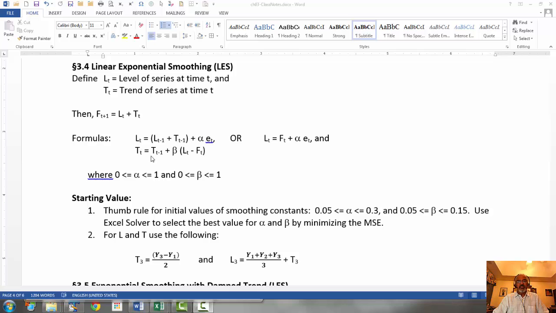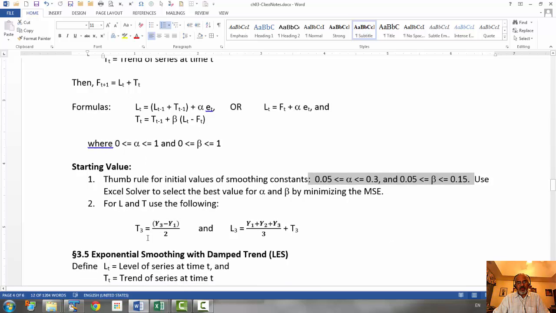T sub t is the previous trend plus, now we are introducing a second smoothing coefficient. Instead of alpha we use beta, and the difference between the L and the F. So what is that difference? That would be the trend smoothing. So once again alpha and beta must be less than or equal to 1. Now we have to come up with initial values, one for alpha and one for beta, and we use this rule of thumb. So any value in this range can be used as the initial trial value. Of course we will use Solver to find the best alpha-beta combination for minimizing MSE or minimizing MAE.